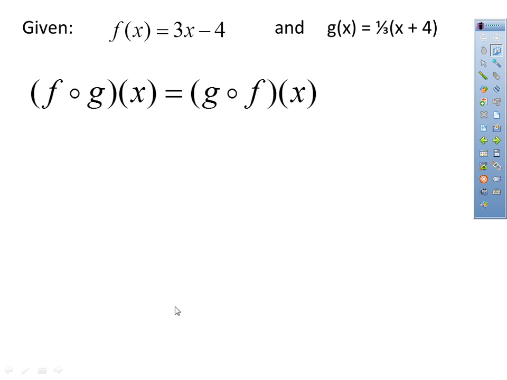Next one. So this says show that f of g of x is equal to g of f of x. So again, what you do is you take g and you plug it in here, and you take f.